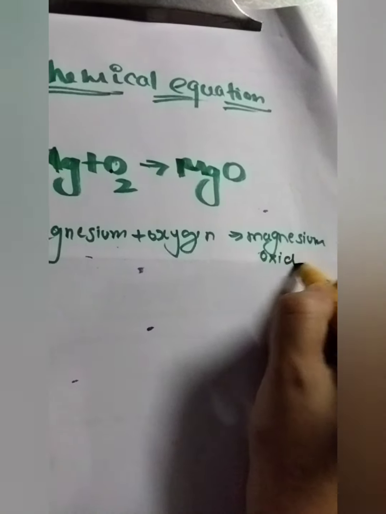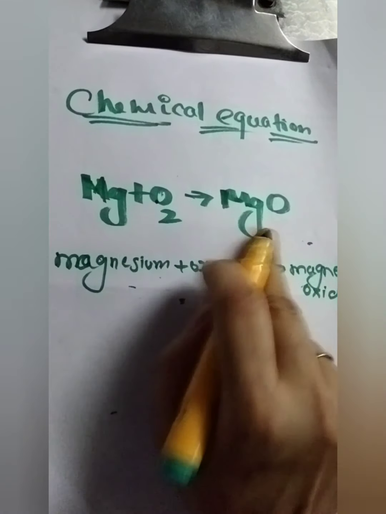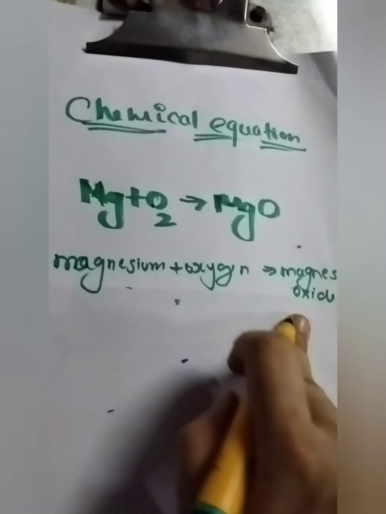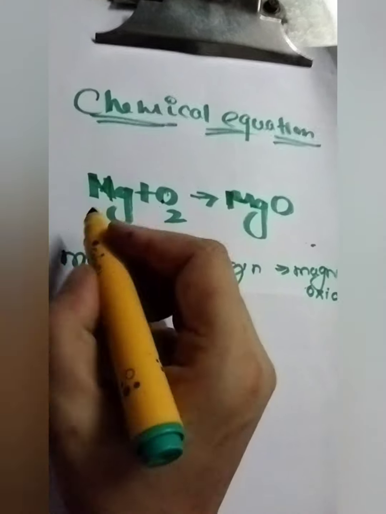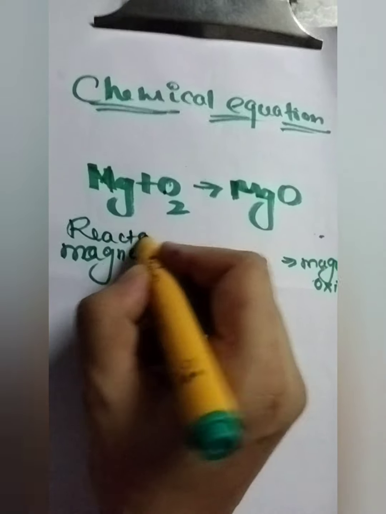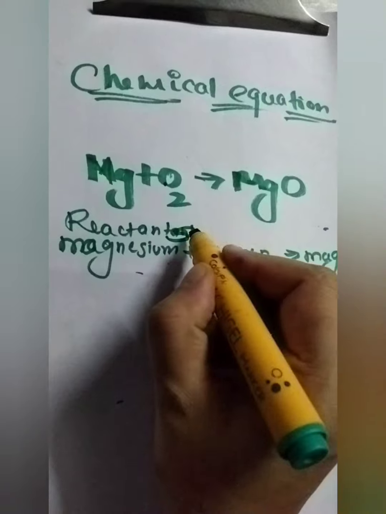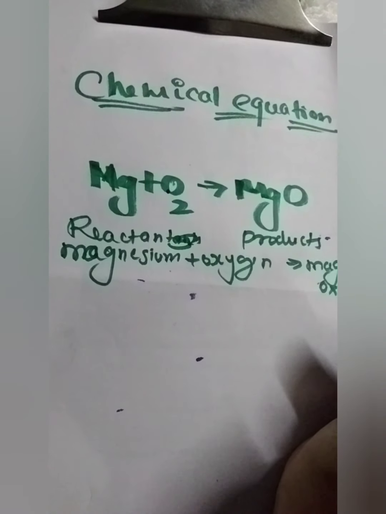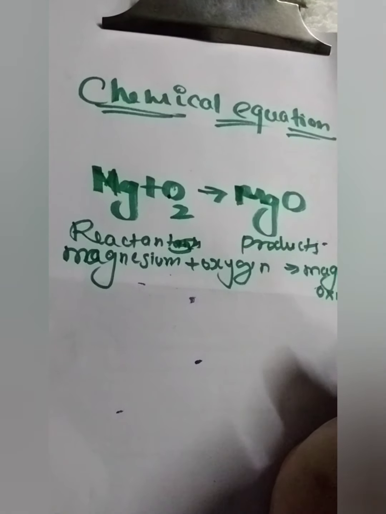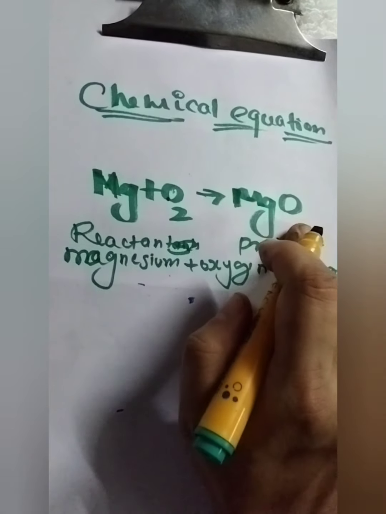Magnesium oxide. This is a word equation, but if you write the formula symbols, then it is called a symbolic equation. Here this is called reactant and this is called product. The left hand side of the arrow, whatever you have, is reactants, and the right hand side of the arrow, whatever you have, is products. Now here magnesium is a reactant and oxygen is a reactant. Magnesium oxide is a product.